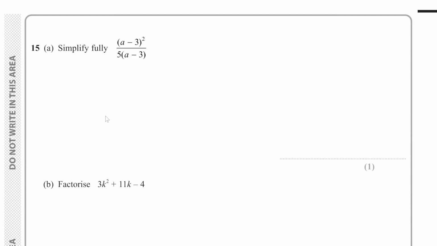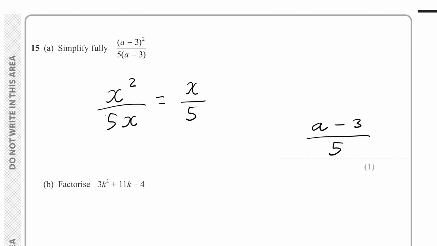Question 15, simplify fully. We have a minus 3 squared on top, 5 times a minus 3 on the bottom. This is the same as if we had x squared over 5x. It's just that the thing we've got in common to the top and the bottom is a minus 3. So for x squared over 5x, we would divide top and bottom by x. For a minus 3 squared over 5 times a minus 3, we're dividing top and bottom by a minus 3.